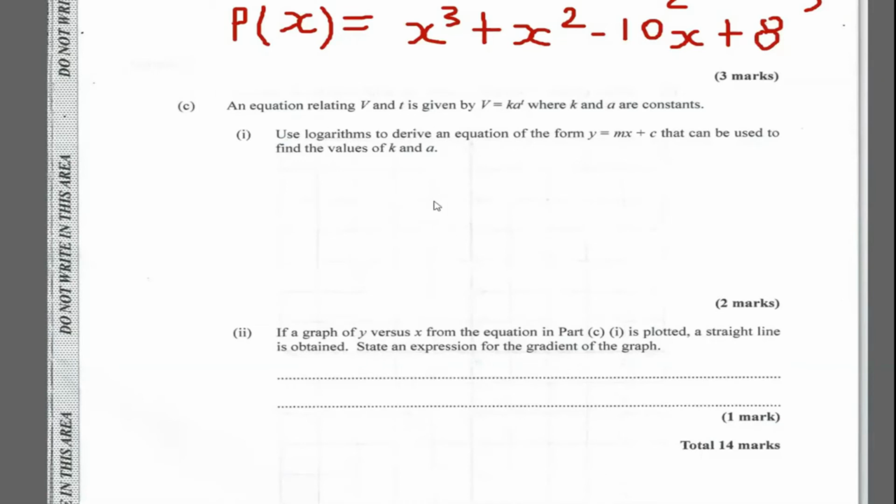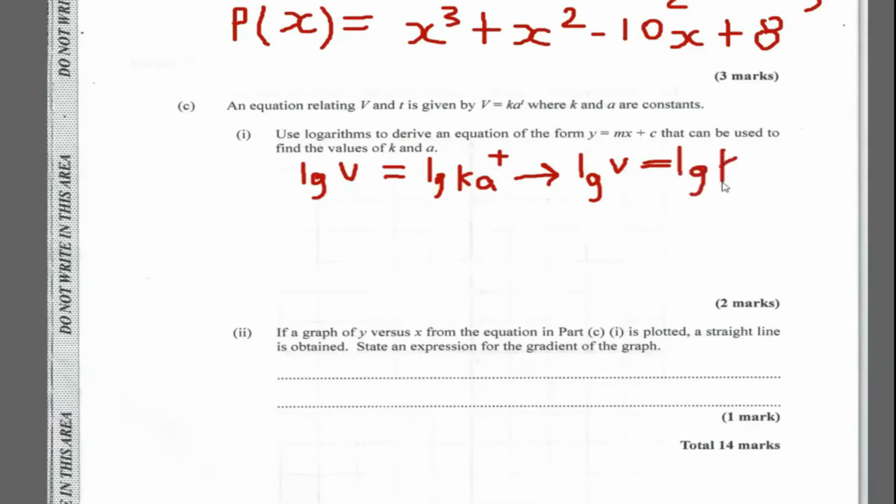All right, so V is equal to this. First thing it says is use logarithms. So we can take logs to say that log V is equal to the log of K A to the T. Then this implies we can separate it by saying that log V is equal to, we can rewrite this as log K plus T times the log of A.